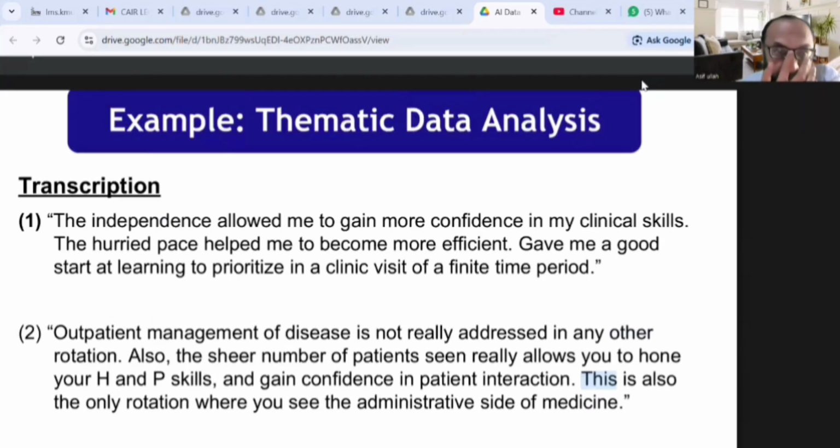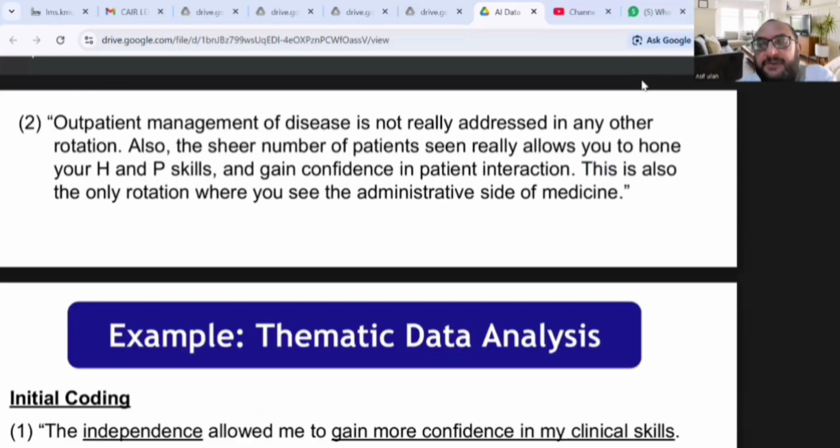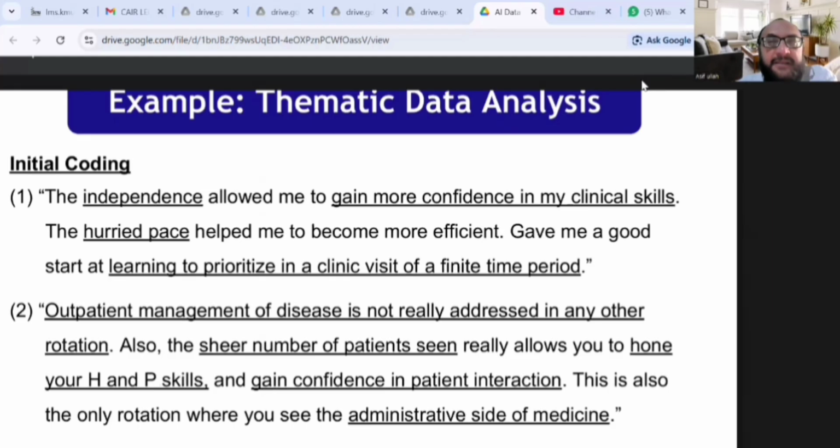Example of thematic data analysis transcription. The independence allowed me to gain more confidence in my clinical skills. The hurried pace helped me to become more efficient. It gave me a good start at learning to prioritize in a clinic visit of a finite time period. Outpatient management of disease is not really addressed in any other rotation. Also, the sheer number of patients really allows you to hone your H&P skills and gain confidence in patient interaction. This is also the only rotation where you see the administrative side of medicine. So these are the two different responses, and then the thematic data analysis is applied.